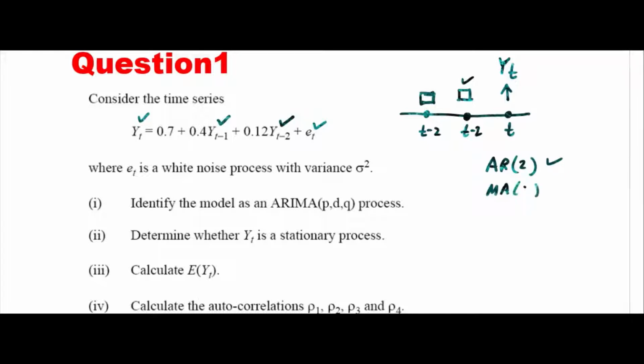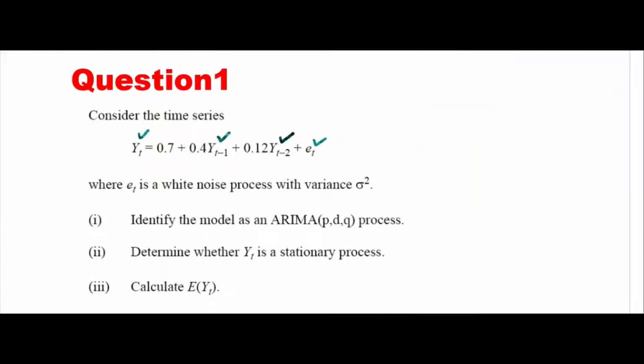How many MA terms are here? If you check, there is only one random shock at time t. We don't have any error at t minus 1 or t minus 2, which means MA terms are absent here. We are not using any lagged error term. Et will always be there in all kinds of ARIMA processes, but we don't have et minus 1, et minus 2, et minus 3. So the MA part is not there.